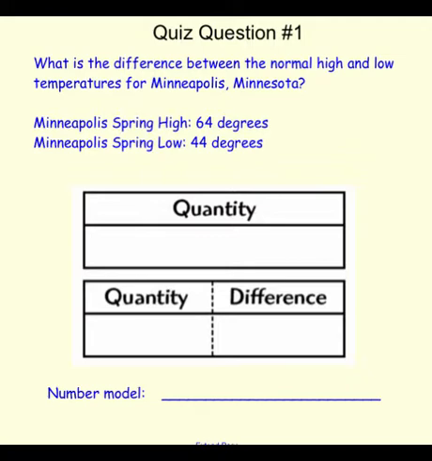Right underneath the problem, you have information that can help you. Minneapolis spring high, 64 degrees. Minneapolis spring low, 44 degrees.